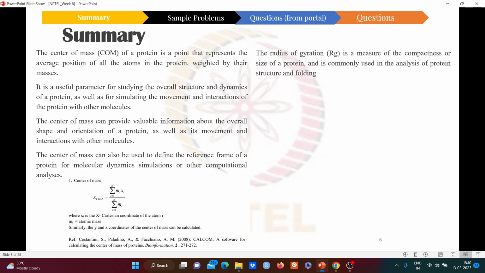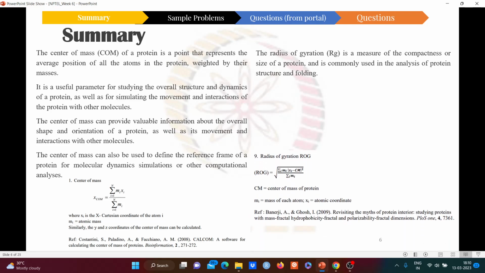Next thing is radius of gyration, which is a measure of compactness or size of a protein and is commonly used in the analysis of protein structure and folding. Radius of gyration is calculated as the root mean square distance of all the atoms in the protein from the center of mass of the protein. So here the formula is given.